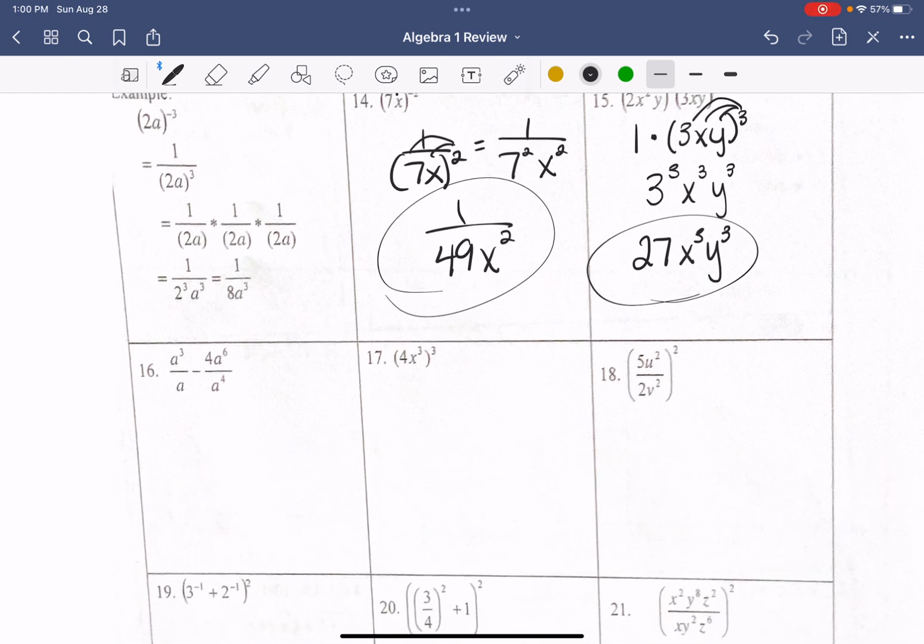Okay, for number 16, you need a common denominator to subtract and simplify this problem. So what I'm going to do is take the a cubed over a, and I need to get it on the bottom to be a to the 4th power, so I have a common denominator. So I'm just going to multiply by a cubed on the top and the bottom.